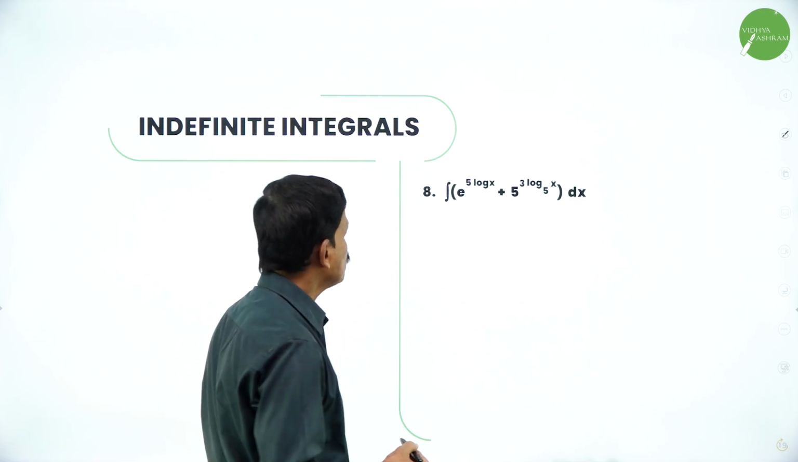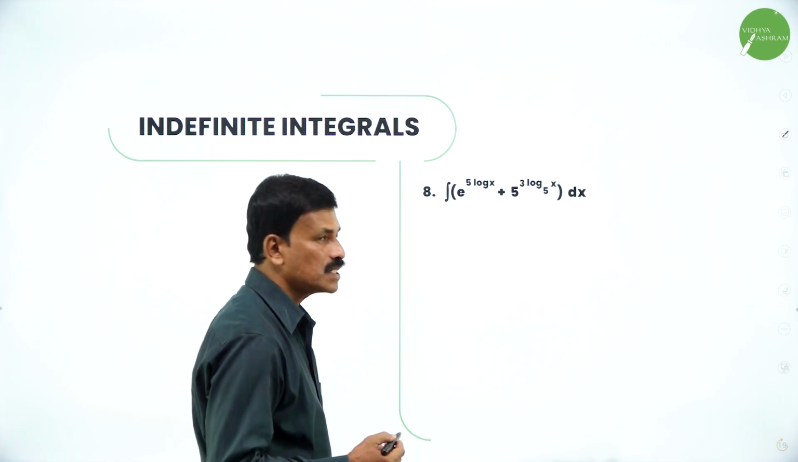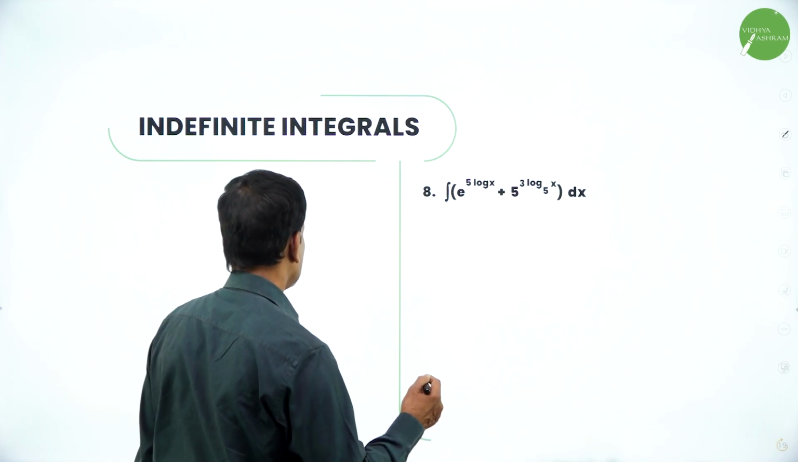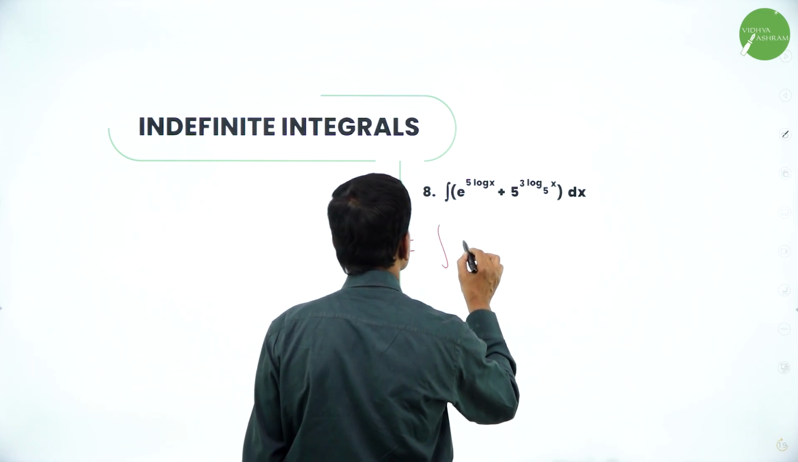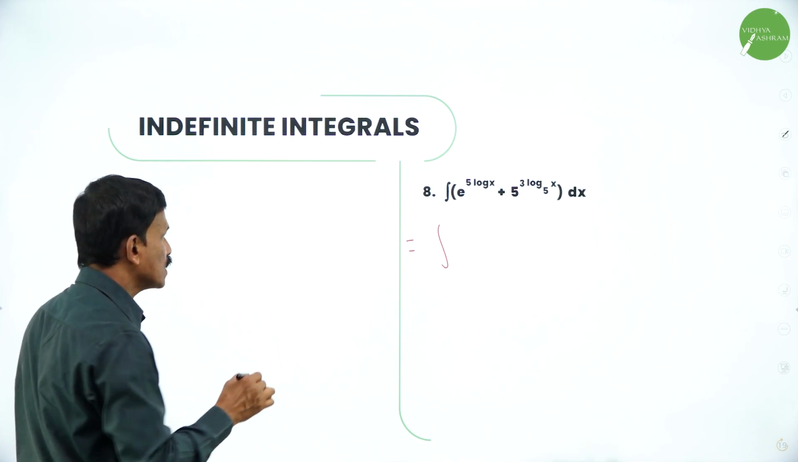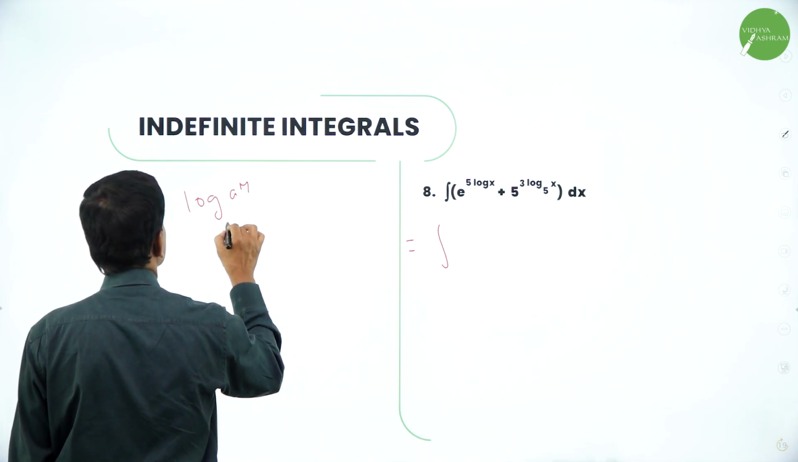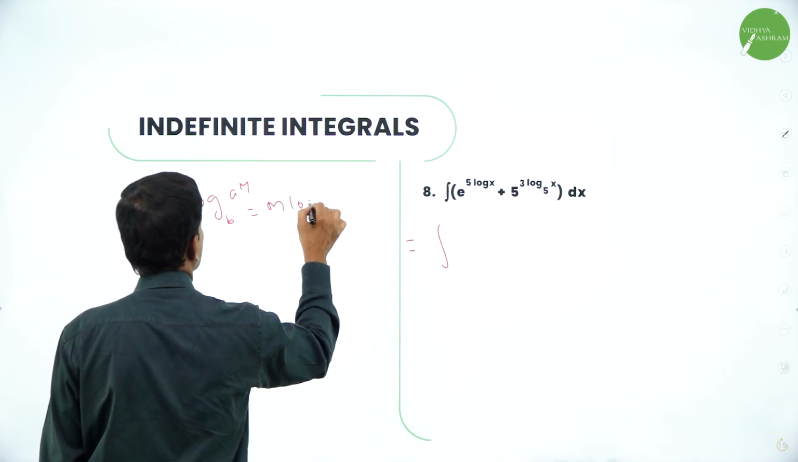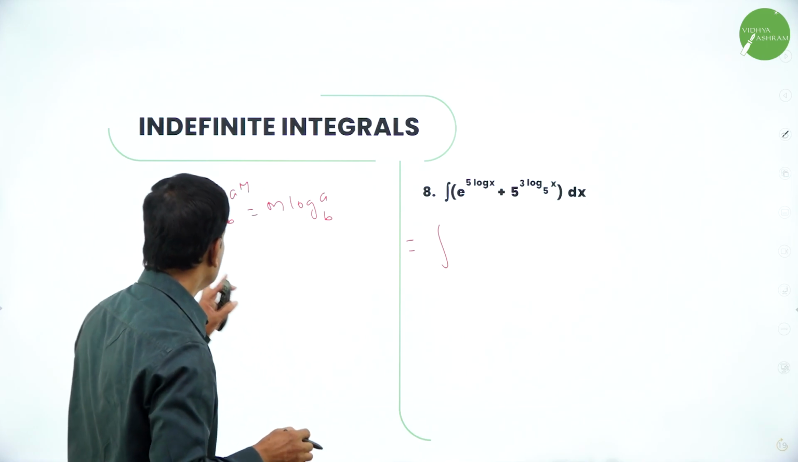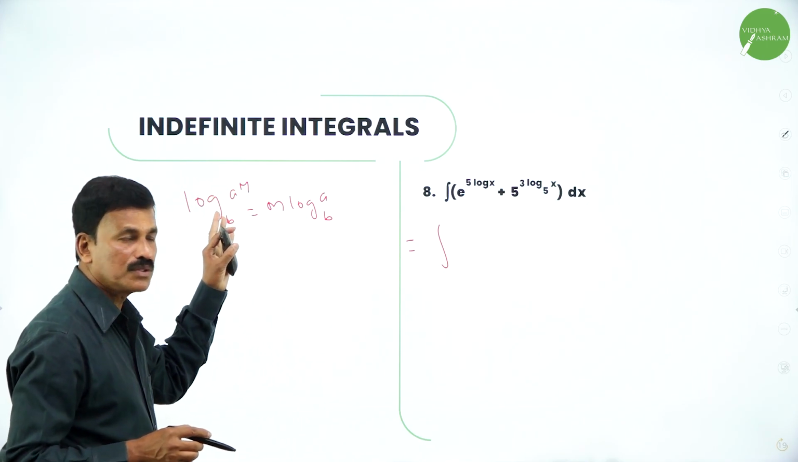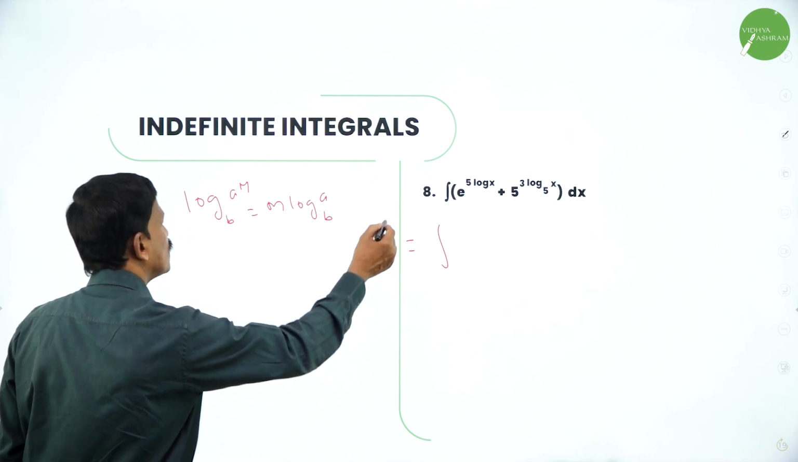Integral of e to the power of 5 log x plus 5 to the power of 3 log x to base 5, right? Now this can be written term by term. Before this, you might have studied formulas in logarithms. Logarithm of a to the power of m to base b is equal to m log a to base b. Now let us simplify this first.